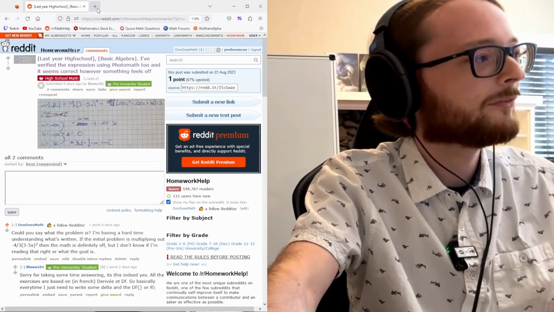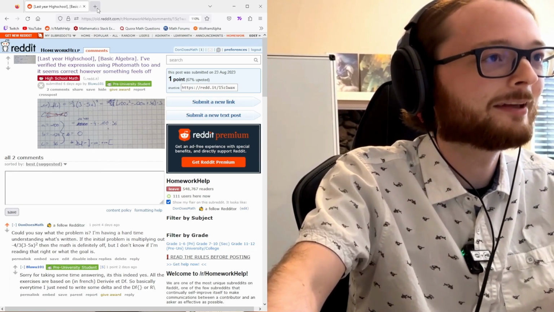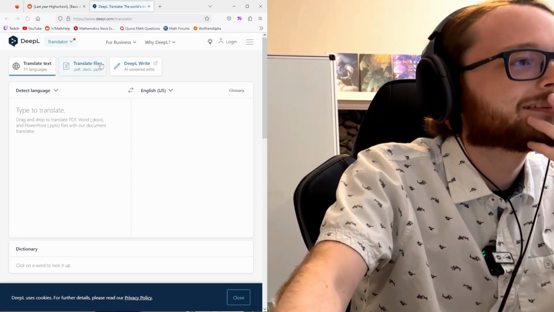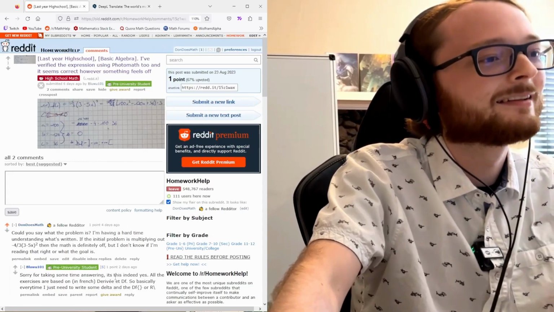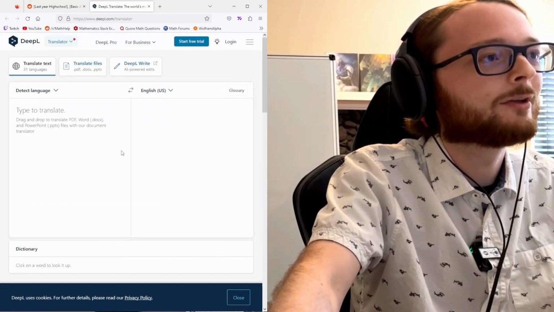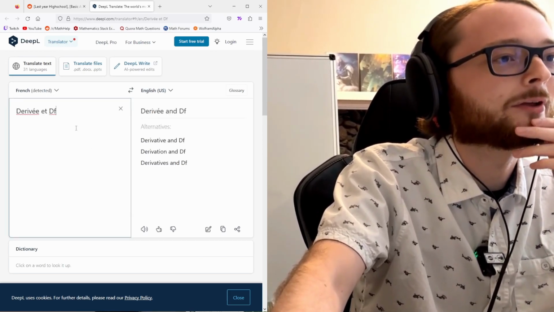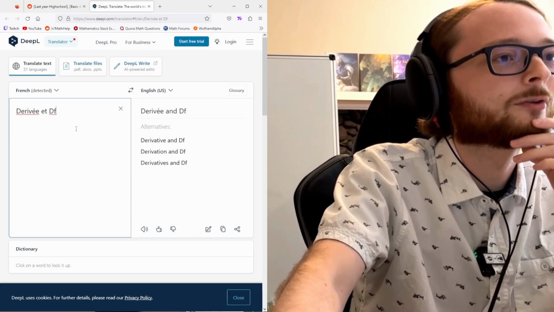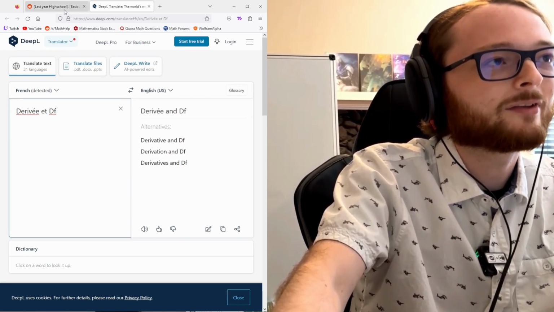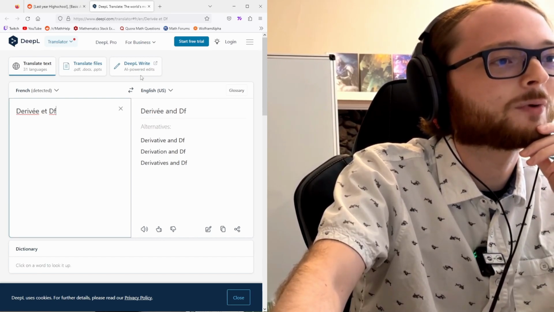What? Let's see if we can get a translate on the derive. DeepL. I don't know. It's probably not going to know the DF because that's just an abbreviation. But let's just see how deep this L really goes. Derivative. Okay, that's what I thought. They said it's basic algebra. So, oh wait, or maybe it's derivation rather than derivative.